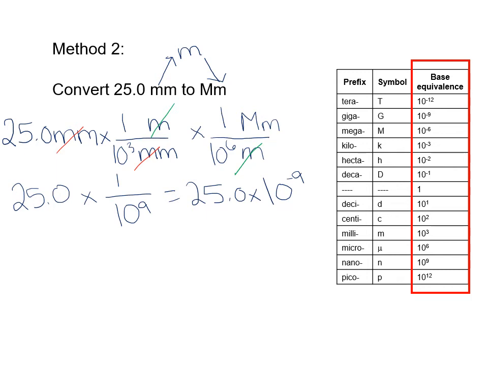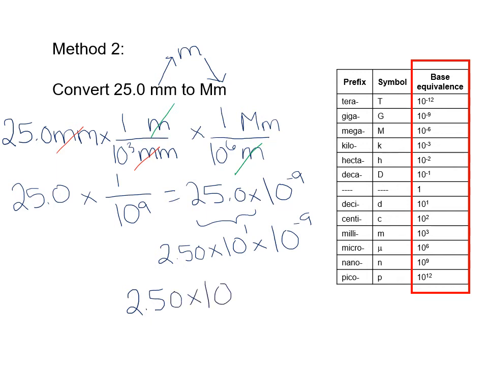And then again, just like how we did before, I'm going to put this in scientific notation. So this is 2.50 times 10 to the 1, and then times 10 to the negative 9. So just like before, we get 2.50 times 10 to the, I add their powers, and that becomes negative 8. And the reason I add their powers is because I'm multiplying. And then my unit is megameters.